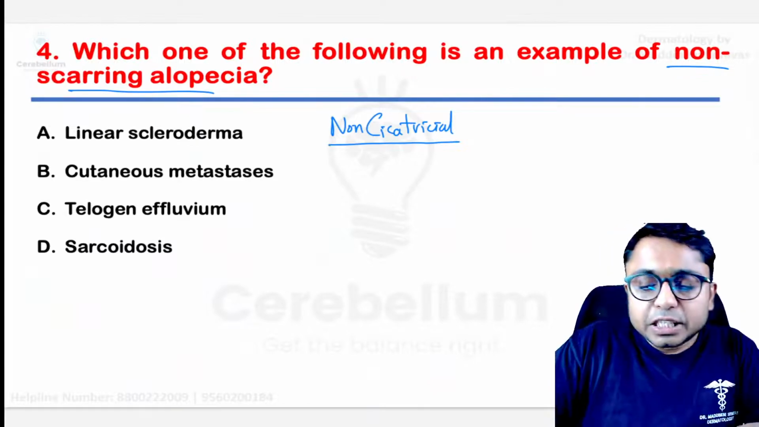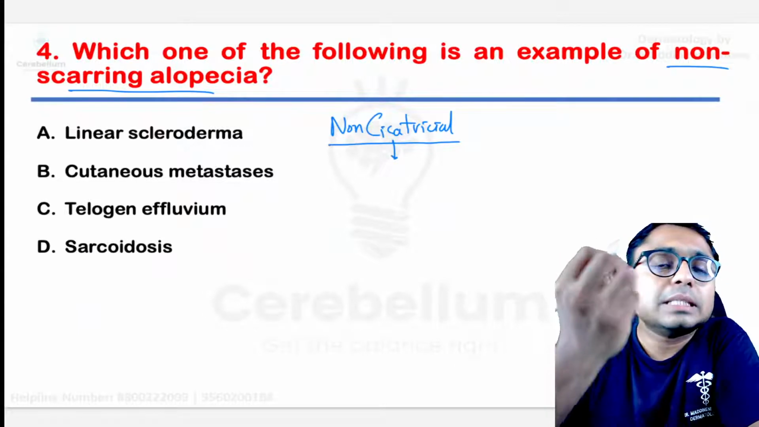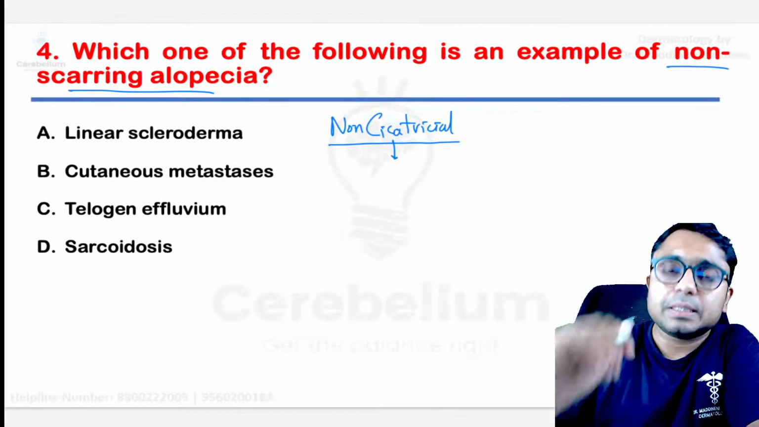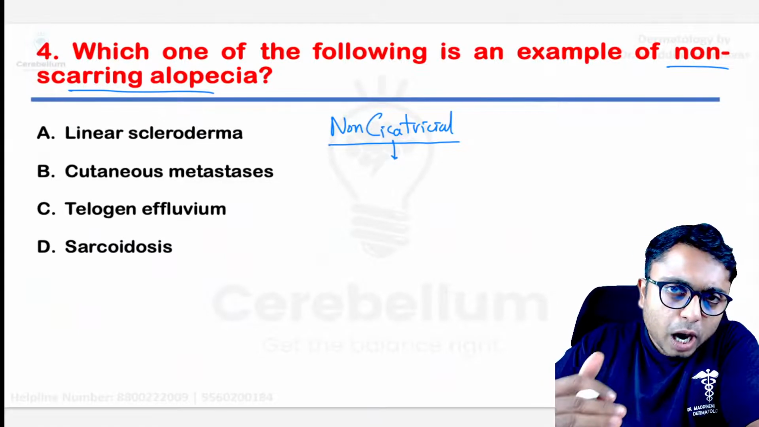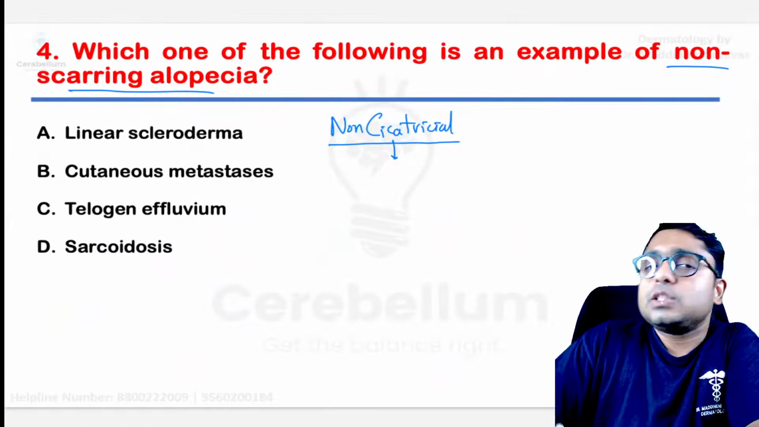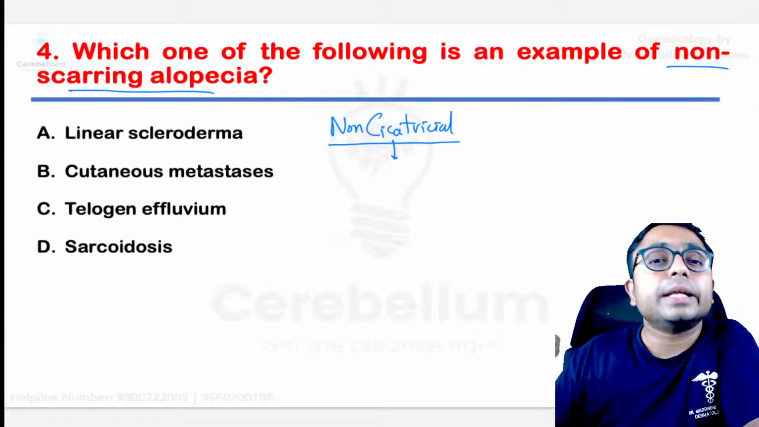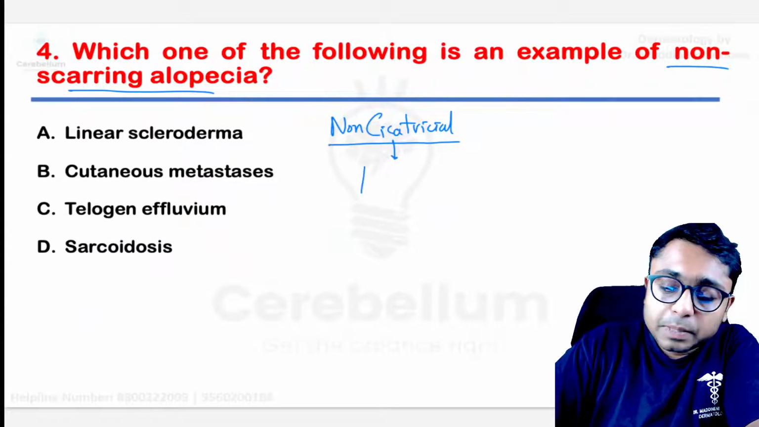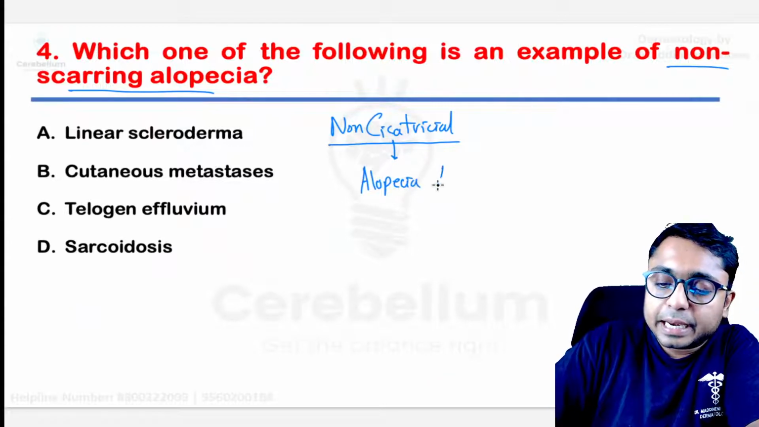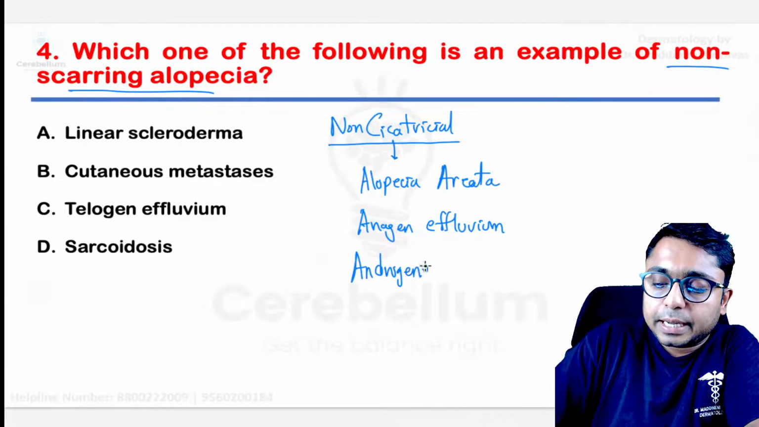And remember, instead of mugging up all the causes for scarring alopecia, if you remember non-scarring alopecia examples, that will be very simple. So let me put out what are all the conditions which are non-scarring type of alopecia. That is hair loss where there is no scarring. What it means, the hair which is lost is temporary and it will again regrow. Okay, so what are the examples? Please remember, alopecia areata, anagen effluvium, androgenetic alopecia.